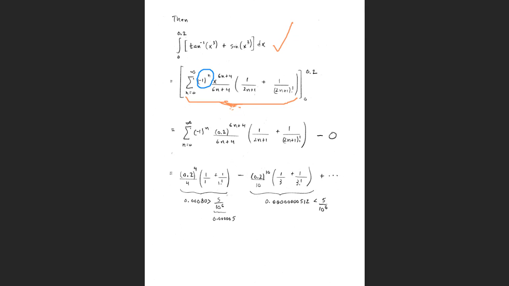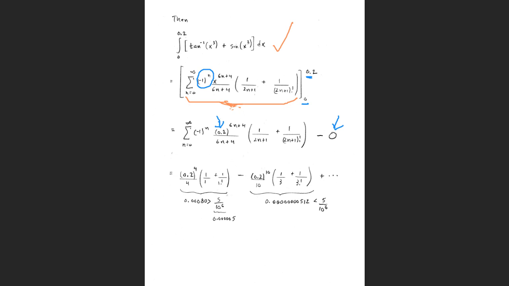So I put in x equals, so just like any definite integral, you're going to put in the top limit first, subtract, and then put in the bottom limit into the antiderivative. In this case, the power series. So here's the 0.2 that gets put in. And then if I put in 0 for x, well, when I put in 0 for x, the entire power series is equal to 0.